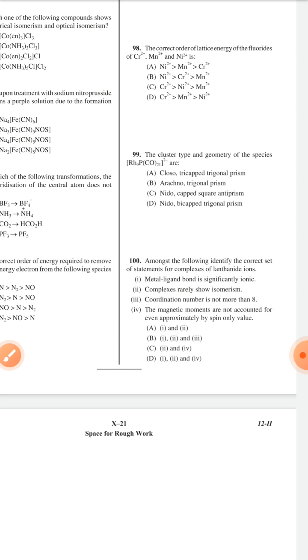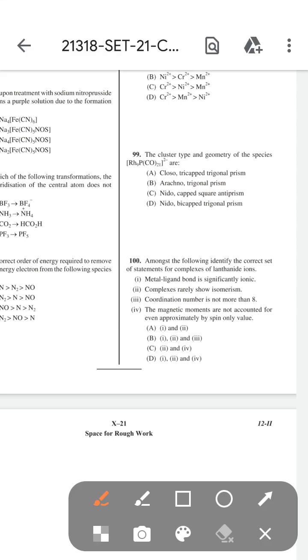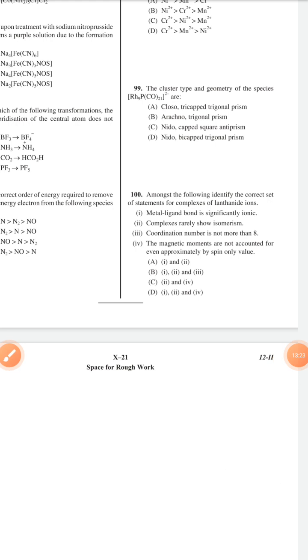Next, 99. The cluster type and geometry of the species [Rh9P(CO)21]2- is. Here the correct option is option A, closo and tricapped trigonal prism. Next, 100. It is the last question. Amongst the following, identify the correct set of statements for complexes of lanthanide ions. There are 4 options and it is a multiple select question, MSQ type, and here the correct option is option B.